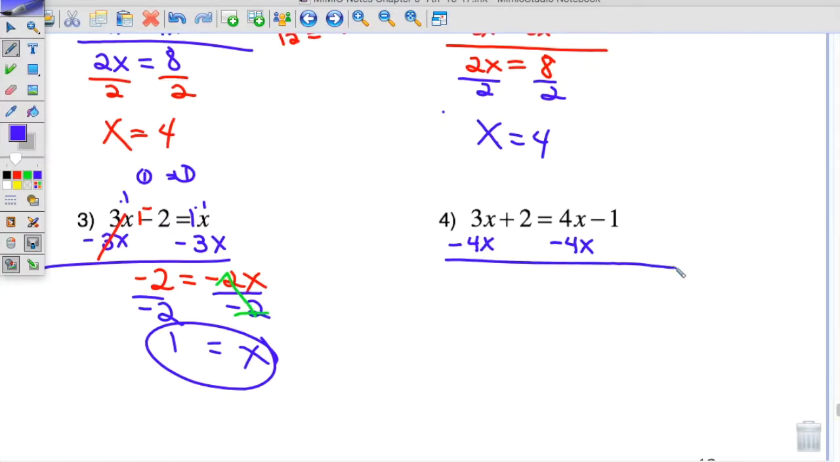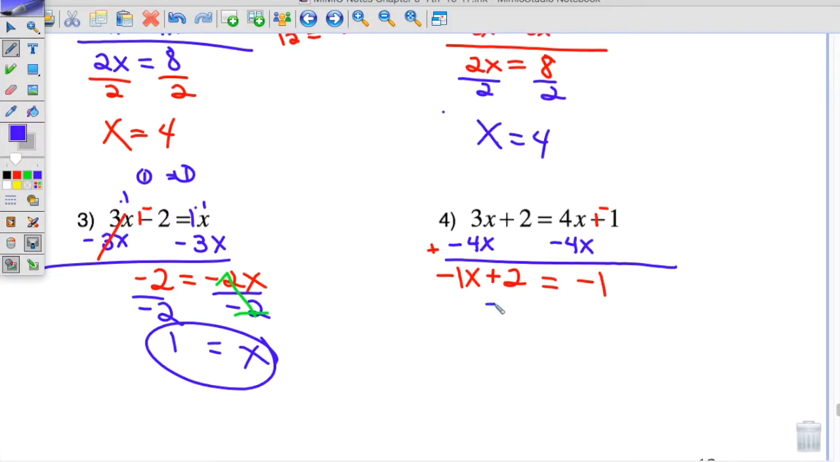I'm going to do a little changing to adding the opposite. On the right-hand side, because my 4x minus 4x gives me 0, I'm left with a negative 1. And on the left-hand side, because I have 3x minus 4x, I'm going to change it to 3x plus a negative 4x. I'm going to take the sign of the larger number and subtract, and I'm going to bring down my plus 2. Now I have a two-step equation.